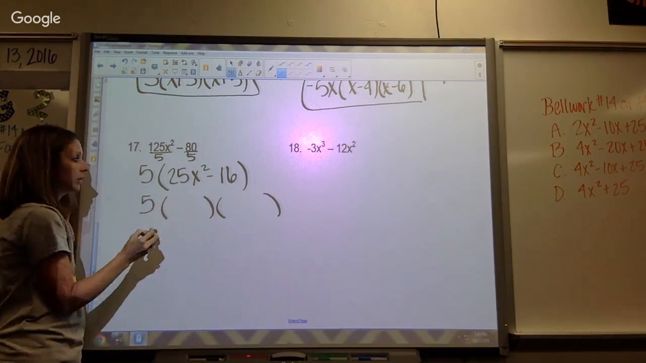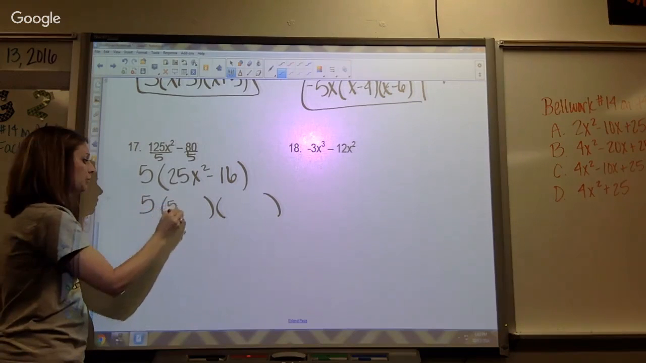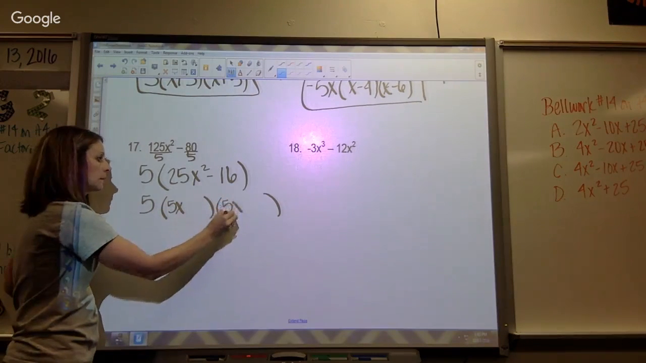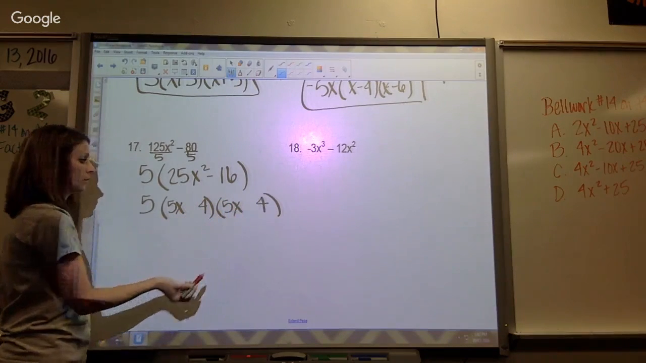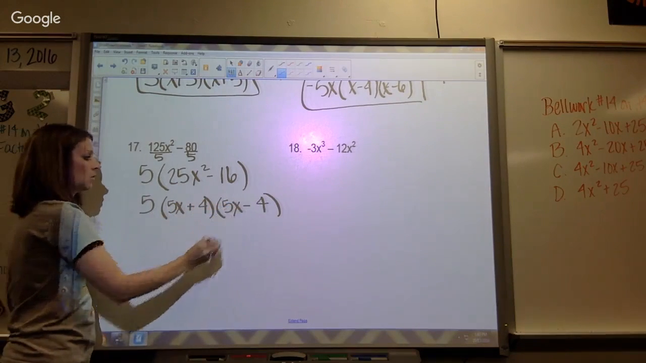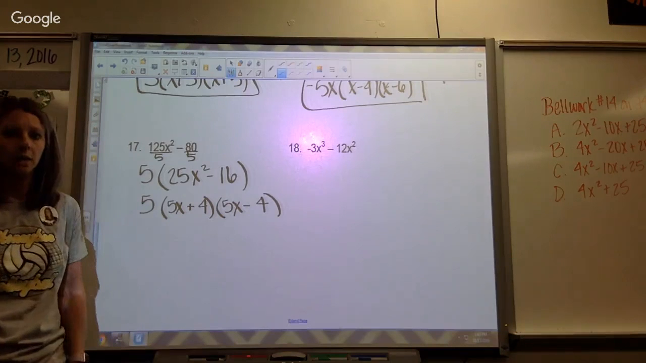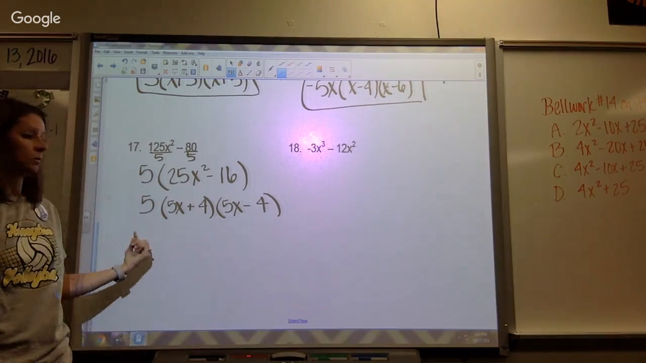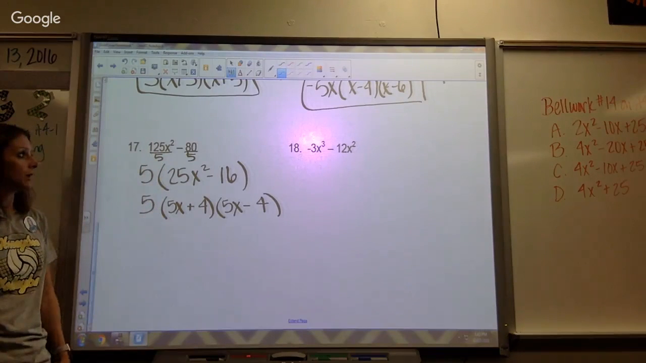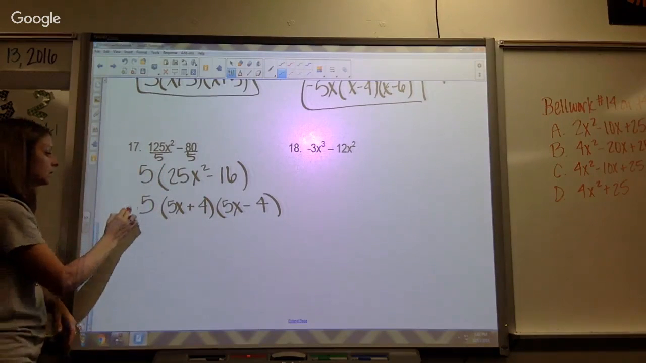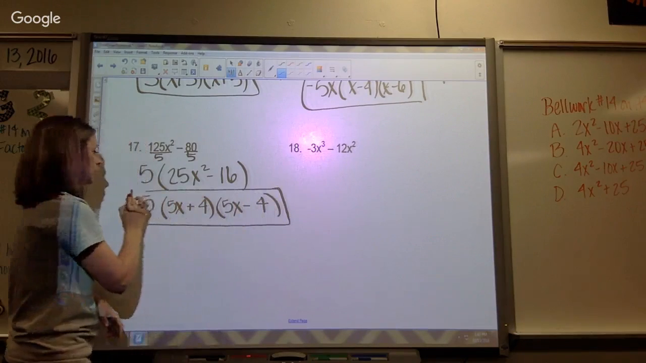So square root of 25x squared would be 5x. Square root of 16 is 4. I'm going to add 1 and then subtract the other. You should be able to multiply them all together, and it should equal 125x squared minus 80. Don't forget to bring your GCF down.